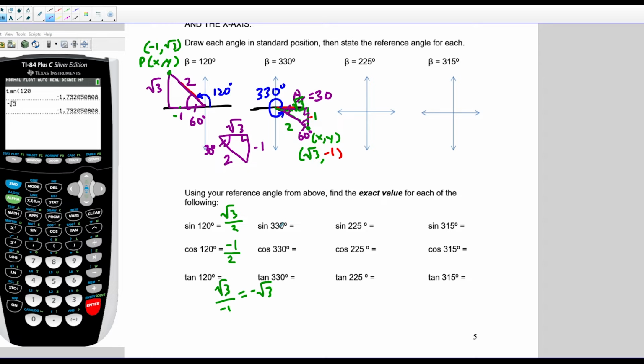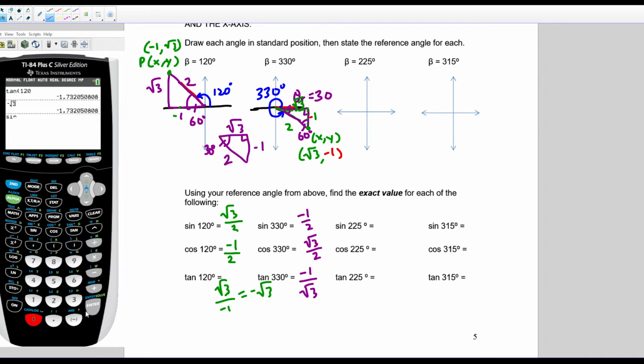So if we were looking at these in terms of exact values, we're now going to do the same thing for sine of 330. We have opposite over hypotenuse, which is negative 1/2. Cosine of 330, which is the same thing as the cosine of 30, is adjacent over hypotenuse, so square root of 3 over 2. And then tangent of 330 is going to be opposite over adjacent, so negative 1 over square root of 3.